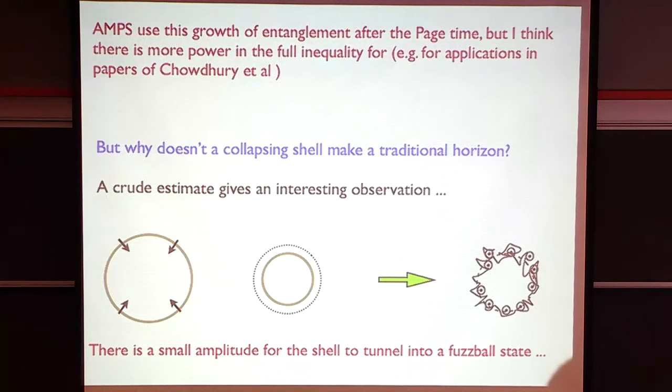So you can just say, okay, if all the microstates actually look like this, you go to string theory, try to find the energy eigenstates, and they all have this messy structure at the horizon, then that may be true. But if you just take a shell and you let it collapse, doesn't it just keep going through its horizon? Why should it not just make a standard black hole which has the vacuum at the horizon? What changed?